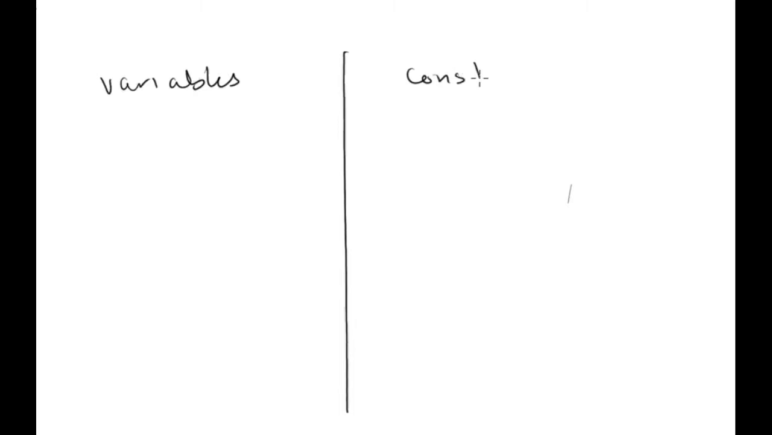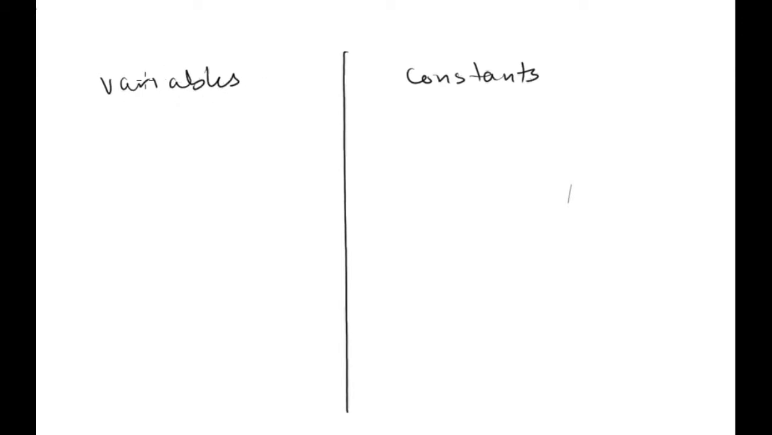Now we're going to talk about variables and constants. So let me make some space here. Line. So this side will be for variables. This side will be for constants. Now both of them have similarities and differences.